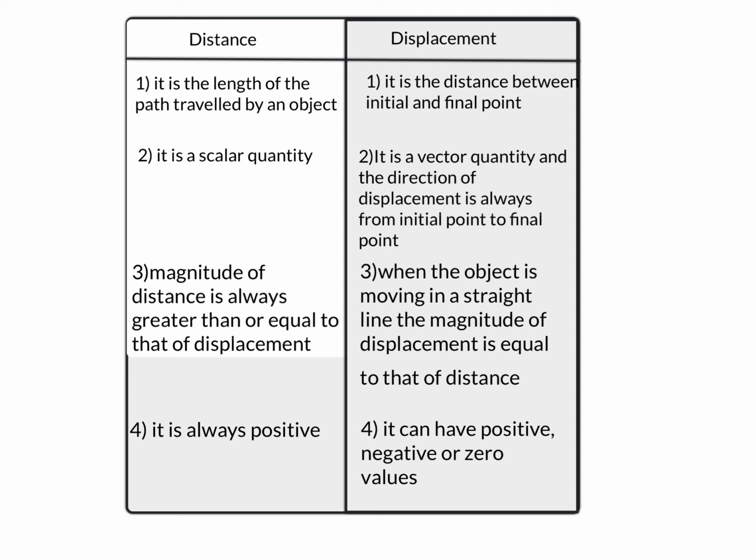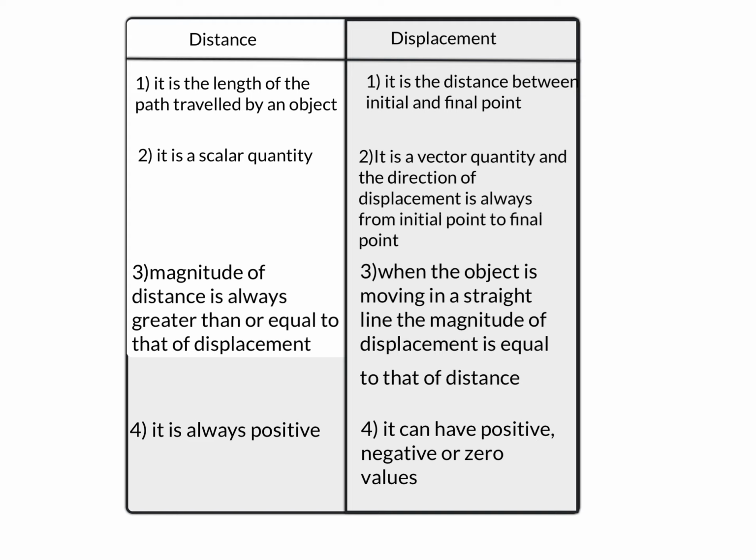So you can write the comparison between them. Distance is the length of the path traveled by an object, and displacement is the distance between initial and final point. And distance is a scalar quantity and displacement is a vector quantity, and the direction of displacement is always from initial point to final point. The magnitude of distance is always greater than or equal to that of displacement, and if the object is moving in a straight line, then the magnitude of displacement can be equal to that of distance.